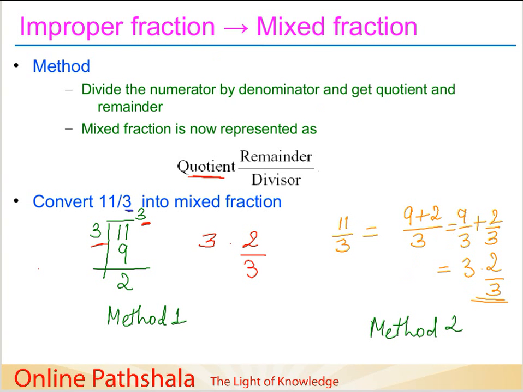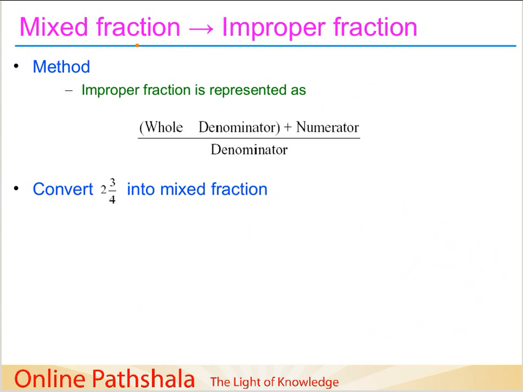Now how can we do the other way around, that is, converting a mixed fraction into an improper fraction? That is pretty much straightforward. Whatever the whole part we have, we multiply it with the denominator, add this product to the numerator, and just keep the denominator as the denominator. So here we have 2 3 by 4.